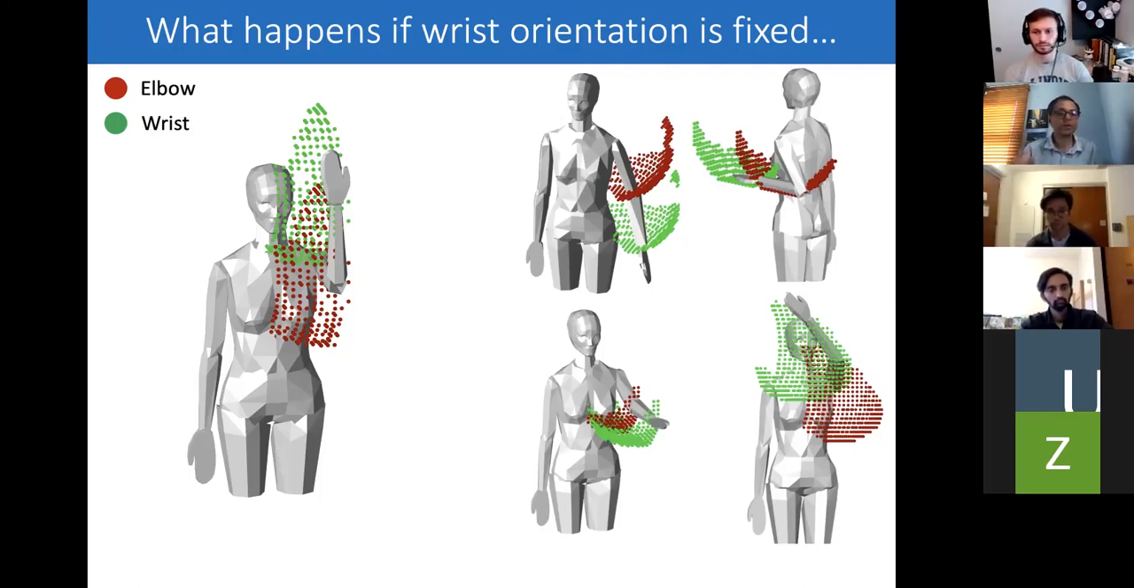So guys, this is where I'm coming towards. Given the wrist orientation, the locations of the elbows are now constrained. This is my motion model. These are my motion models.